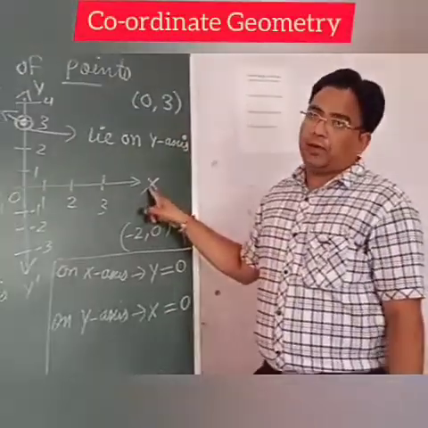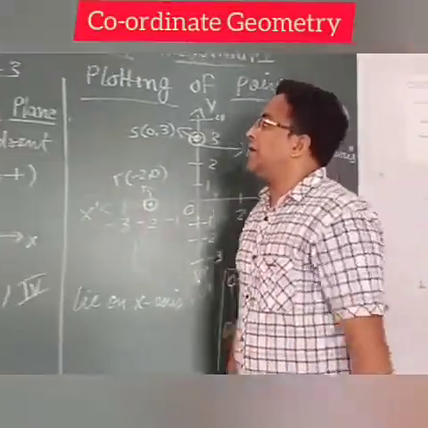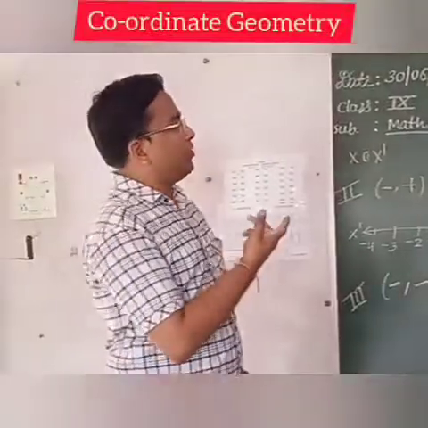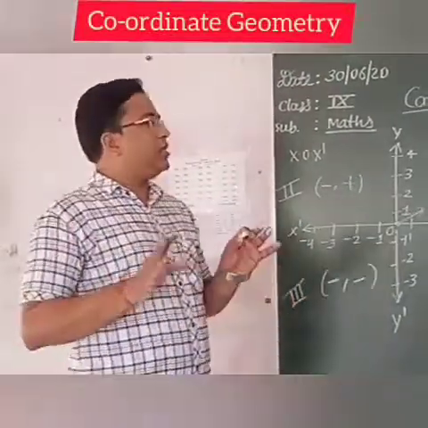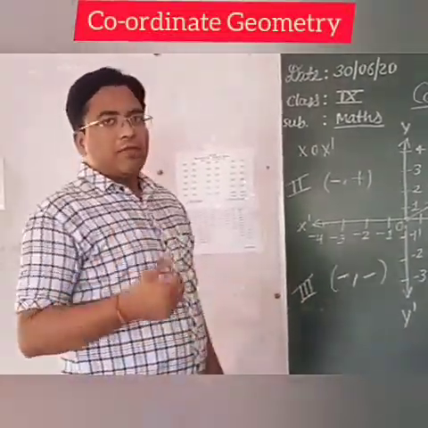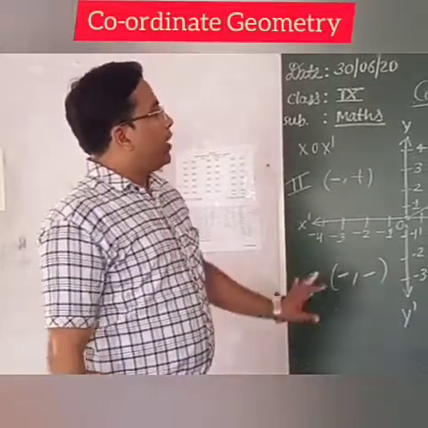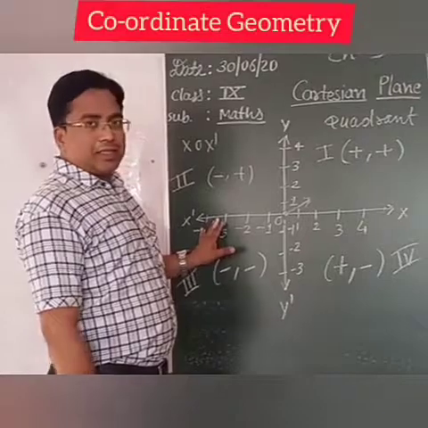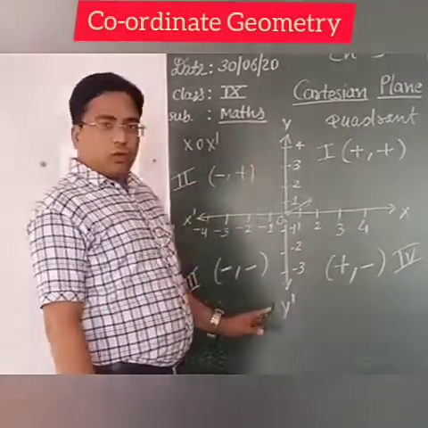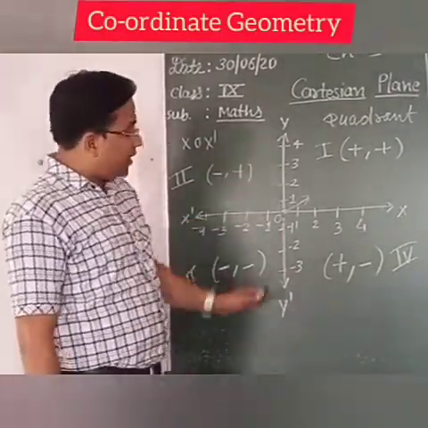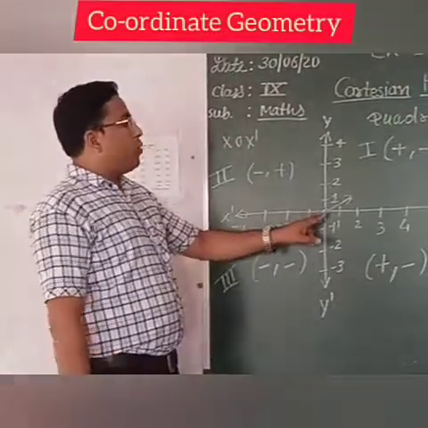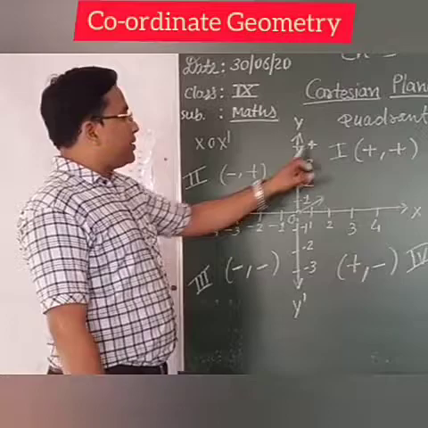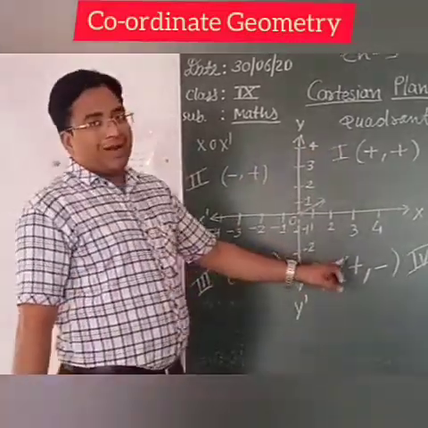So this is all about the Cartesian plane. One very simple topic is also remaining in this chapter, otherwise we are going to finish this chapter. So that we will discuss in the next video. Today we have discussed the Cartesian plane. The horizontal line is known as the x axis, and the vertical line is known as the y axis. The point where both axes meet is known as the origin. These blocks are known as quadrants.